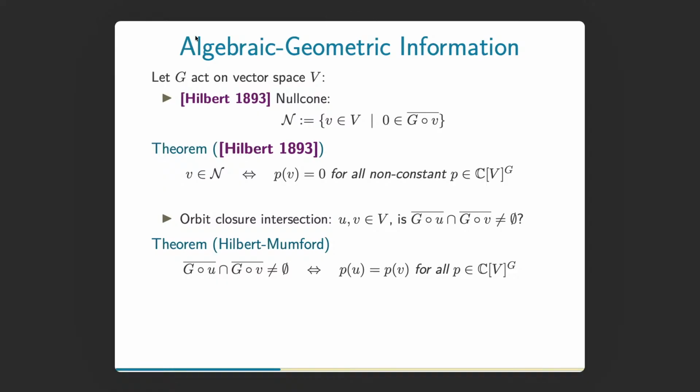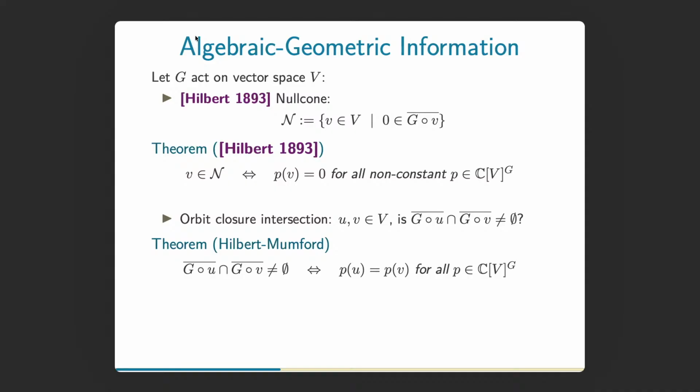Okay, now let's talk a little bit about orbit closure intersection. There's something more you can milk out of this theorem, known as the Hilbert-Mumford theorem, which says that these invariant polynomials can also capture whether two orbit closures intersect. The theorem says that two orbit closures intersect if and only if their values on all the invariant polynomials are the same.